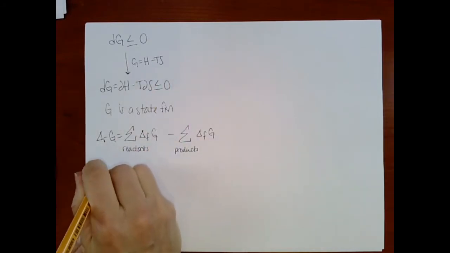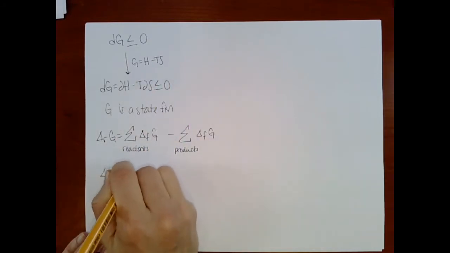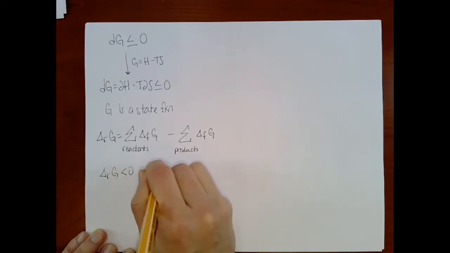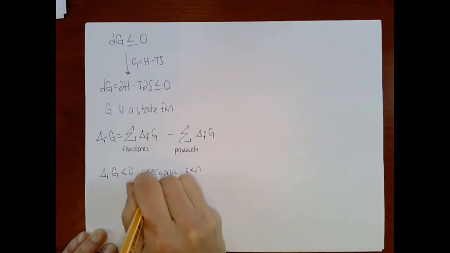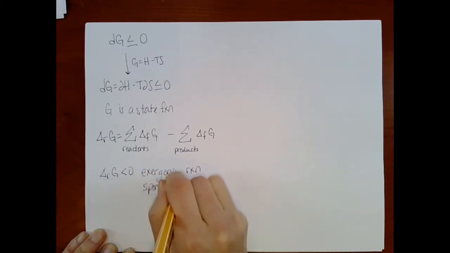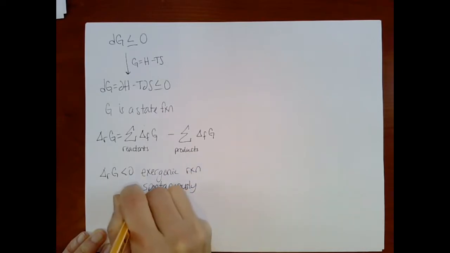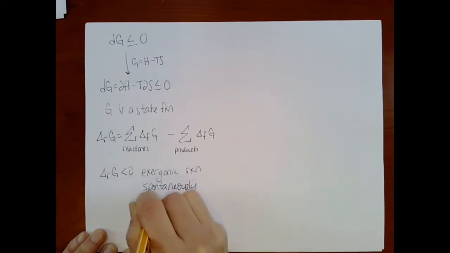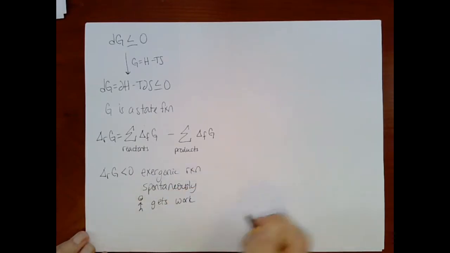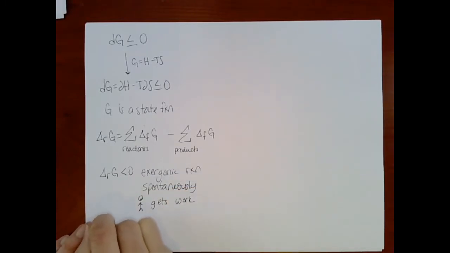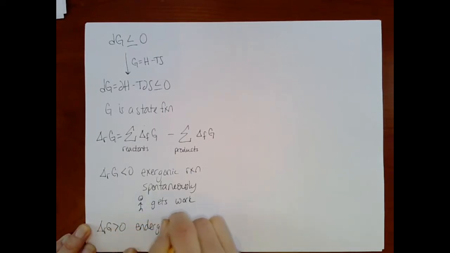If the value of the Gibbs energy of reaction is negative, we call this an exergonic reaction. It proceeds spontaneously, and humans can use such reactions to get work out. If the Gibbs energy of reaction is greater than 0, we call it endergonic. And to make endergonic reactions go, the human has to put work in.